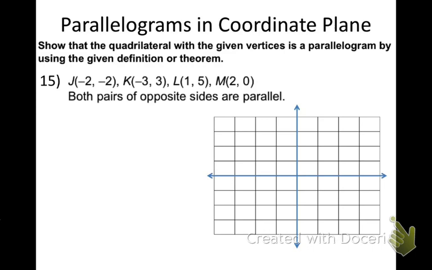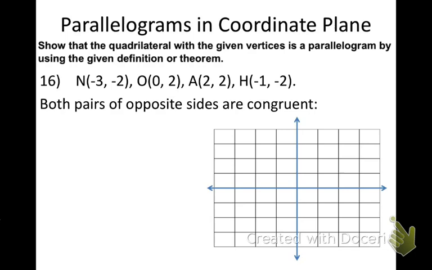We're going to skip number 15. Let's go to number 16. Try quadrilateral NOAH. I'm going to plot the coordinates of this while you're still working. I don't think I plotted it right. Why don't you make your graphs big enough ever? This one is big enough.